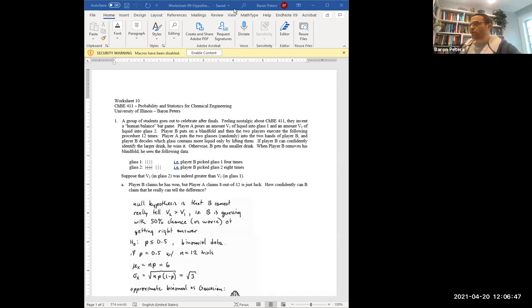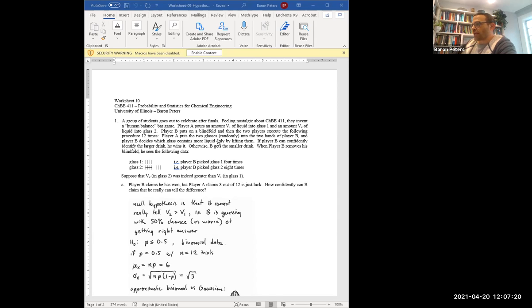Okay, in this example, we have a group of students that goes out to celebrate after finals, and they are feeling nostalgic for their statistics class, which in the future should be named 411. You guys took it as 494, but the plan is to make this statistics chemical engineering 411. They invent a human balance bar game. Player A pours an amount V1 of liquid into glass 1 and an amount V2 of liquid into glass 2.